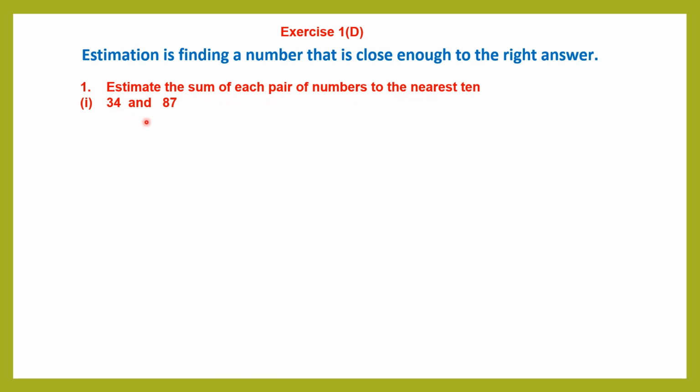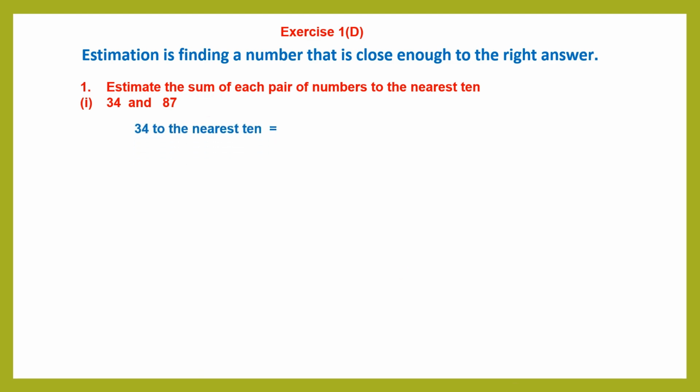So we've been given a pair of numbers here. There are two numbers, 34 and 87. We have to find the sum of this pair by first rounding it off to the nearest 10. So we already know how to round off numbers. So we're going to round off first 34 and then 87 to the nearest 10, and then we're going to find the sum. That is, we're going to add up the two numbers. So let's begin.